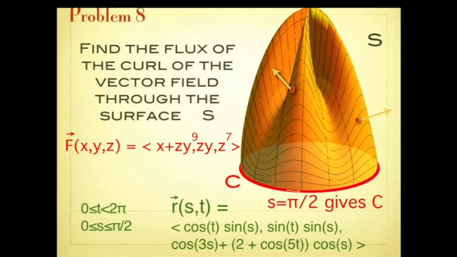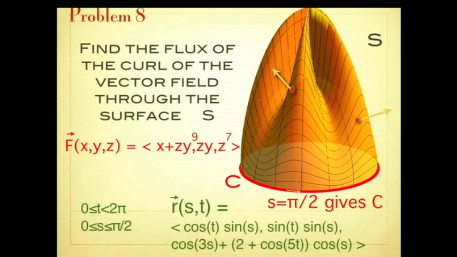So let's look at two problems. The first problem deals with an awful surface. The surface is given here as a parameterization. It looks awful. And then we have a vector field, and the problem asks you to compute the flux of the curl of the vector field through that surface.